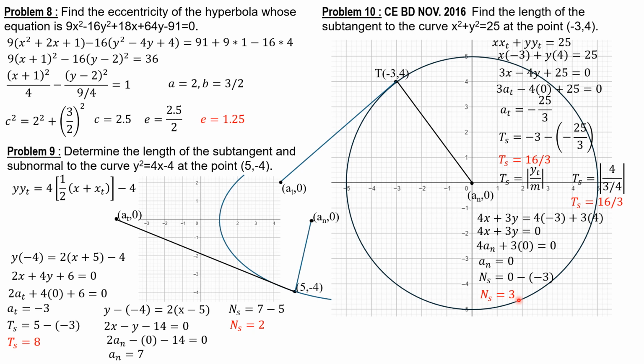For another formula, it is n_s equals the absolute value of slope times y_t. So m is 3/4, and y_t is 4. So the absolute value of 3/4 times 4 is 3. So n_s is still 3.